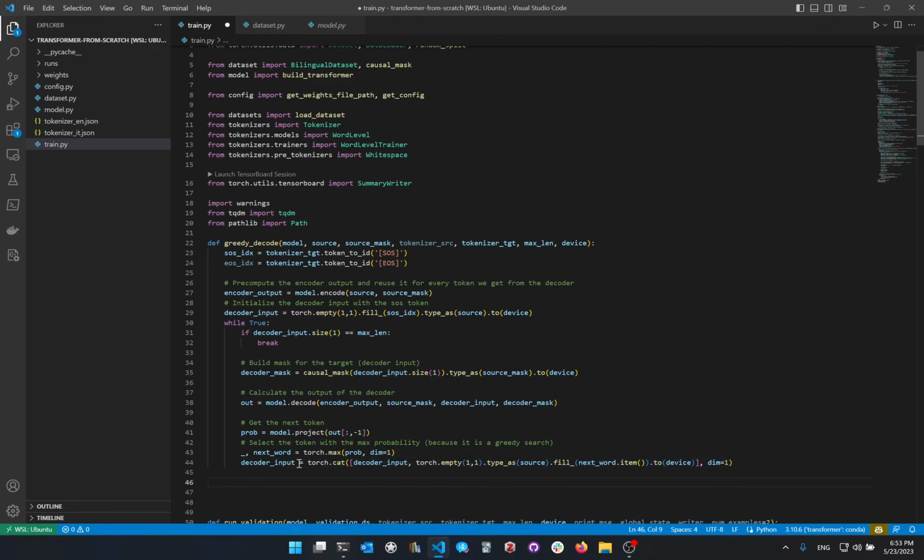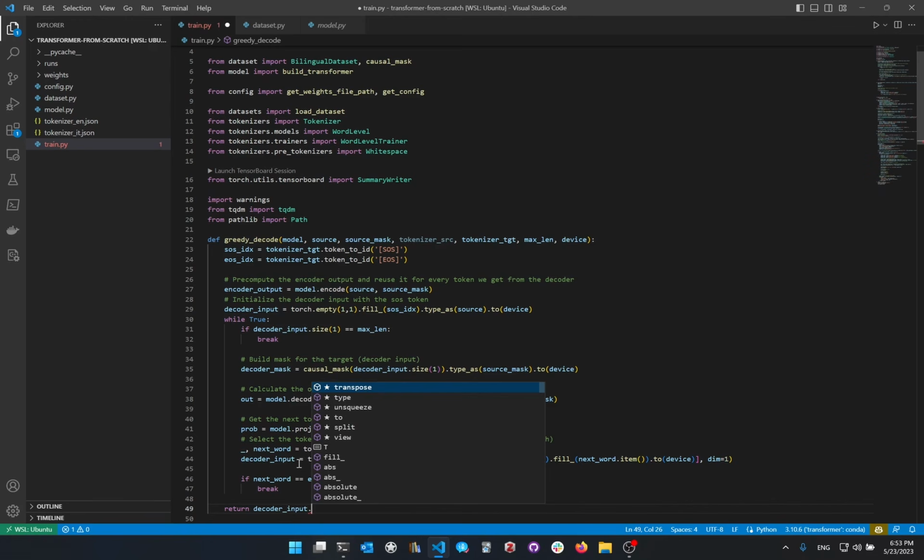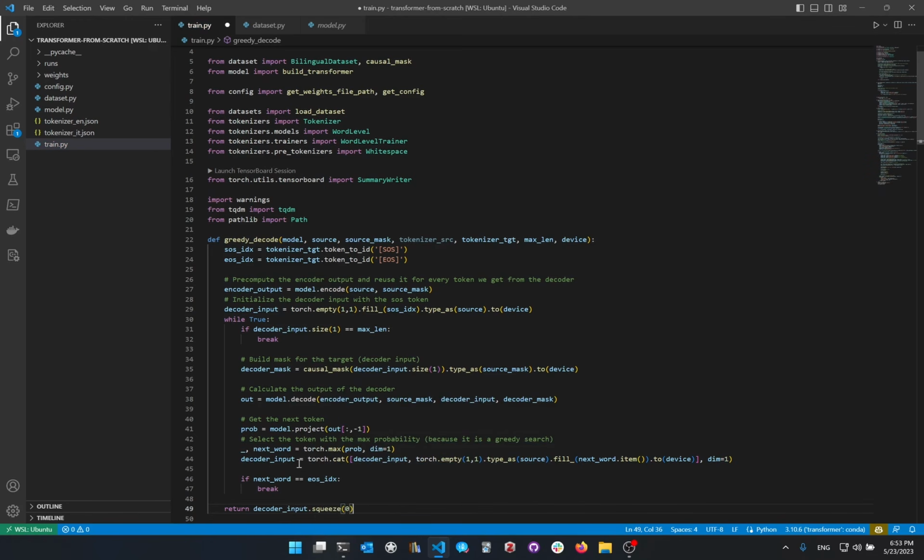Should be correct. Okay, if the next token, so if the next word or token is equal to the end of sentence token, then we also stop the loop. And this is our greedy search. Now we can just return the output. So the output is basically the decoder input, because every time we are appending the next token to it. And we remove the batch dimension, so we squeeze it. And that's our greedy decoding.